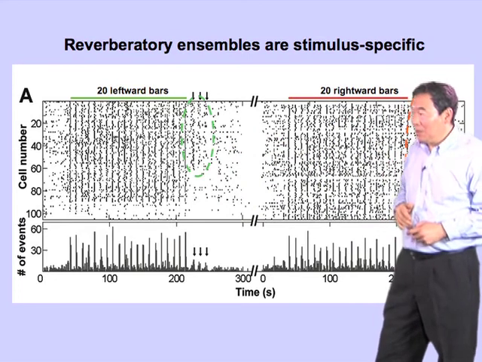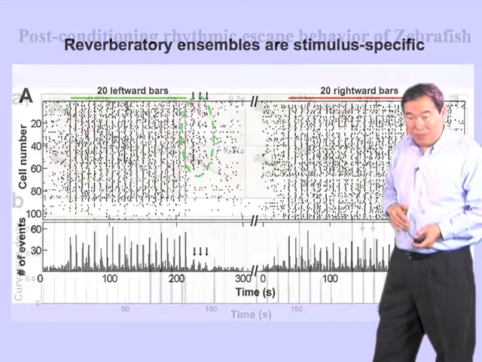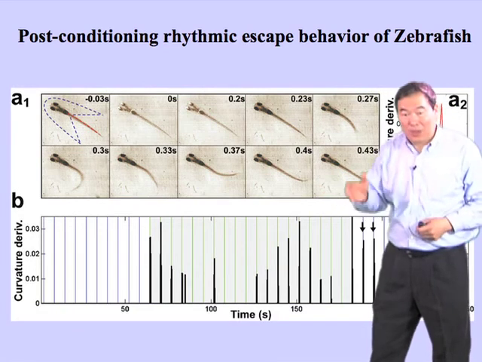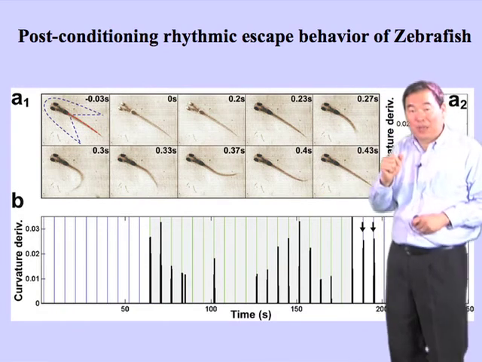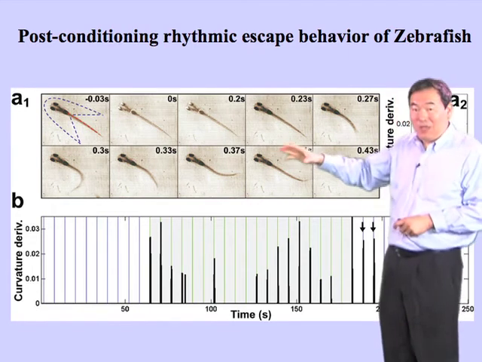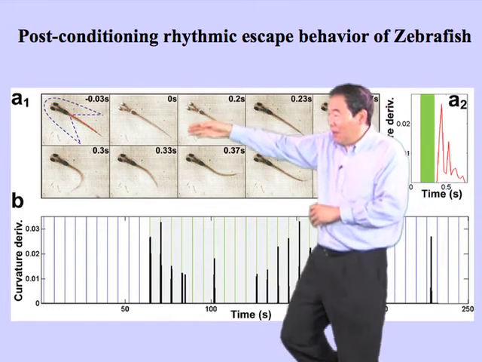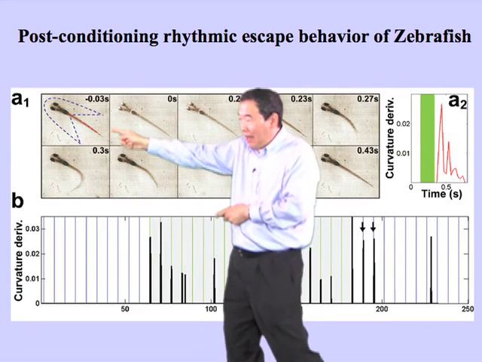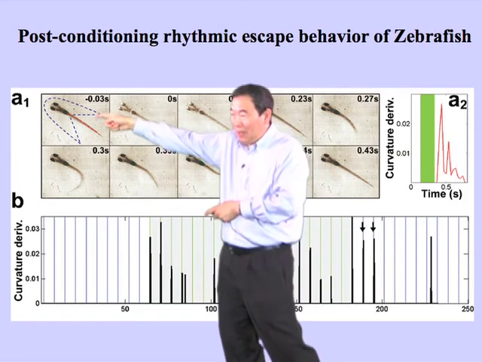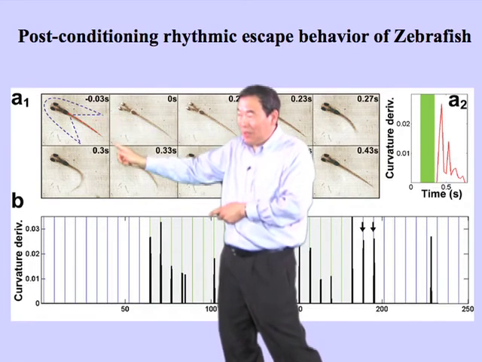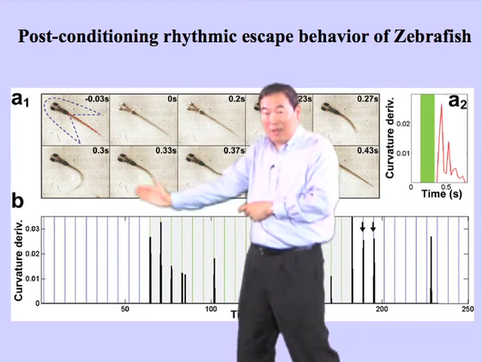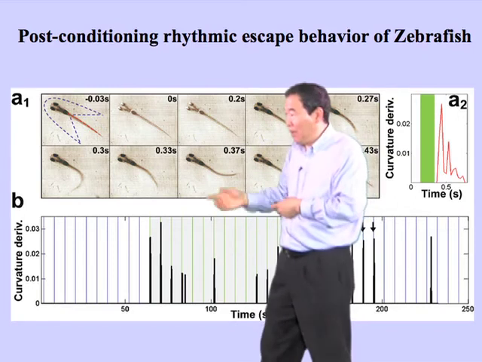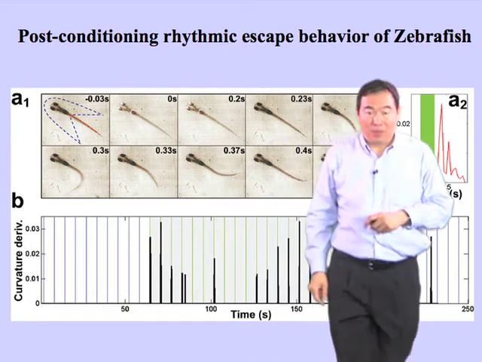So what does this mean to the animal? What's the use for the animal to remember this rhythmic activity? The zebrafish has this nice property that we can do behavior. If we immobilize the zebrafish on the stage using transparent agar, immobilizing the head but allowing the tail to flip around, we can monitor the activity in the brain. At the same time, we can monitor the tail flip, which is an indication of the motor activity that drives the swimming, the escape behavior of the zebrafish.